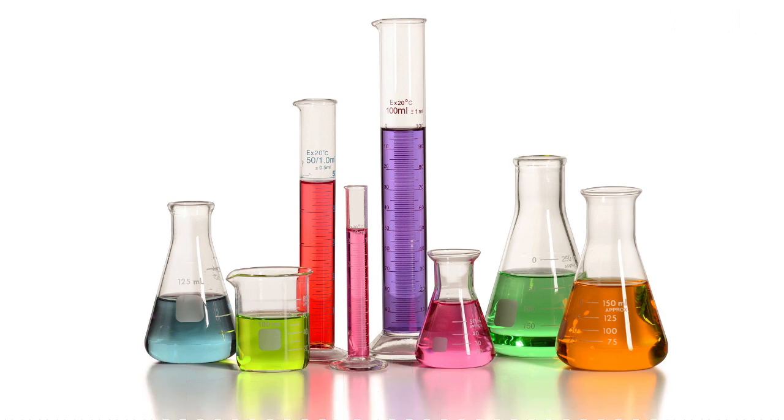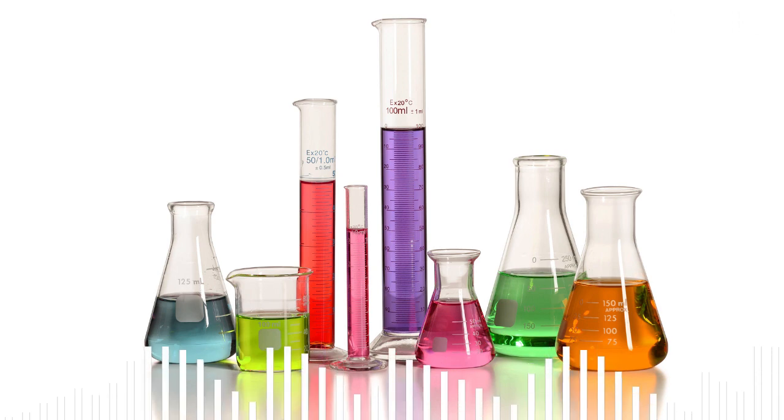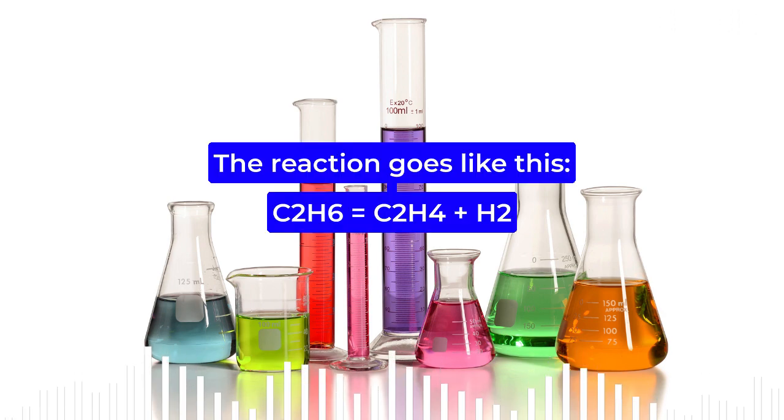Instructions. Step 1. Under industrial conditions, ethylene is synthesized by pyrolysis of various hydrocarbons, primarily ethane. The reaction goes like this. C2H6 equals C2H4 plus H2.